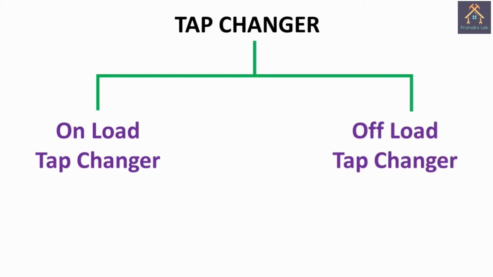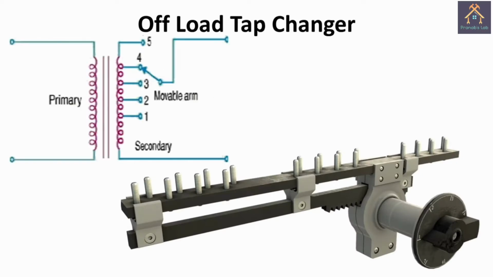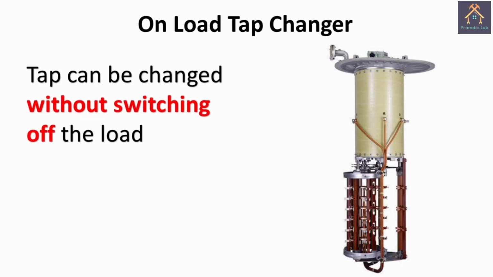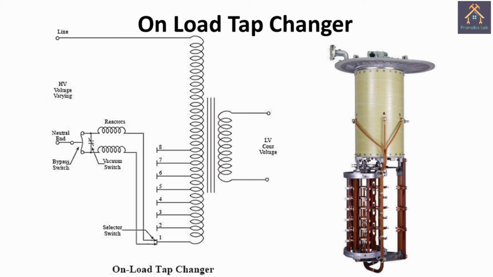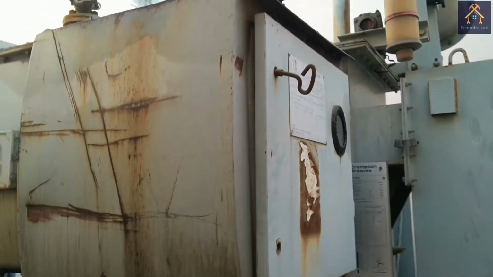Basically, there are two types of tap changer, that is off-load tap changer and on-load tap changer. While using the off-load tap changer, the load is to be switched off, then tap changing is done. In the figure, you can see the circuit diagram of the off-load tap changer and the practical view of it. In case of the on-load tap changer, the tap can be changed without switching off the load. This is the circuit diagram of the on-load tap changer and the practical view of it. In another video, I will show you the operation of an on-load tap changer and off-load tap changer via animation.